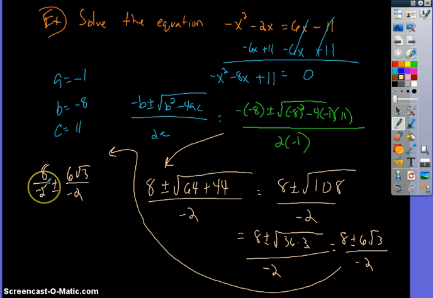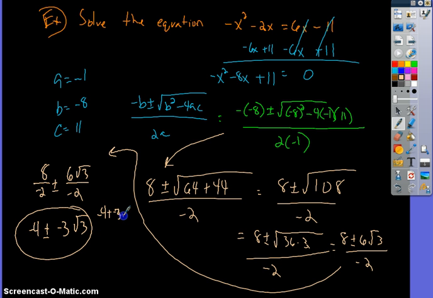This piece gives you negative 4. The second piece gives you a negative 3 square root 3. So negative 4 plus or minus negative 3 square root 3. Well, that's just what it is, and these are my two solutions to it. One of them is negative 4 plus negative 3 square root 3. Another one is negative 4 subtract negative 3 square root 3.